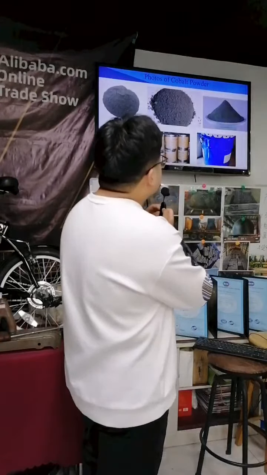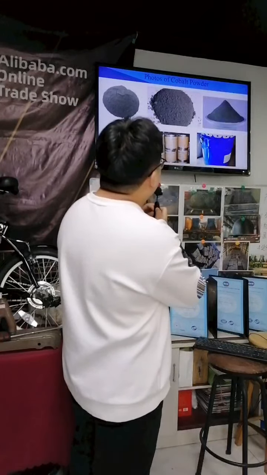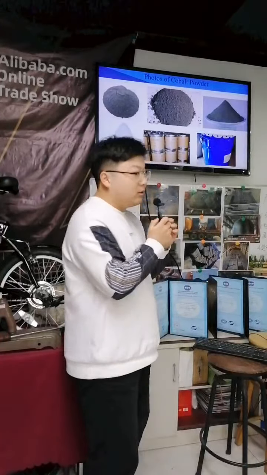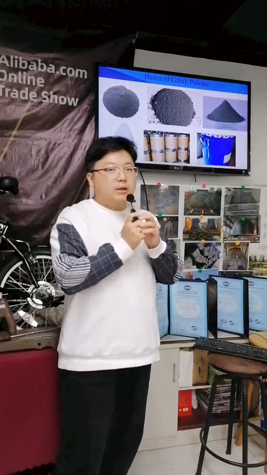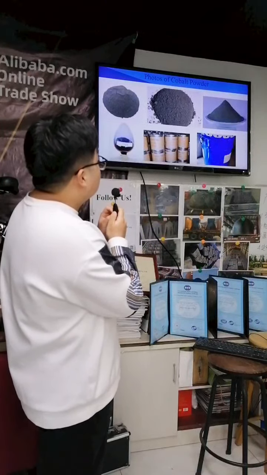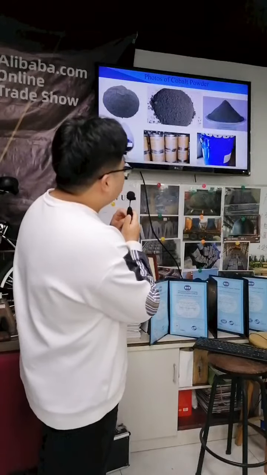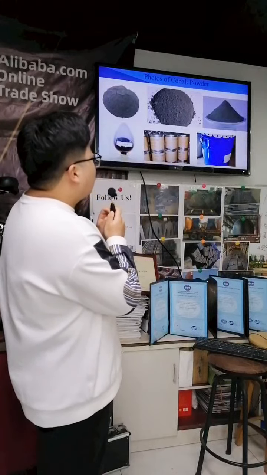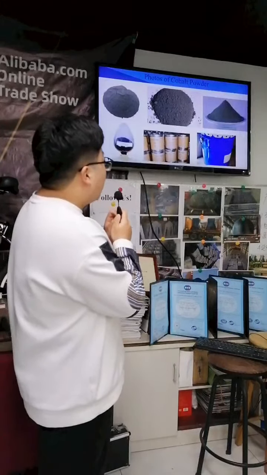Here are some photos of cobalt powder. They show us the color of cobalt powder and the package of EB cobalt powder. You can see the color of cobalt powder is green. And the last two pictures show us the package.